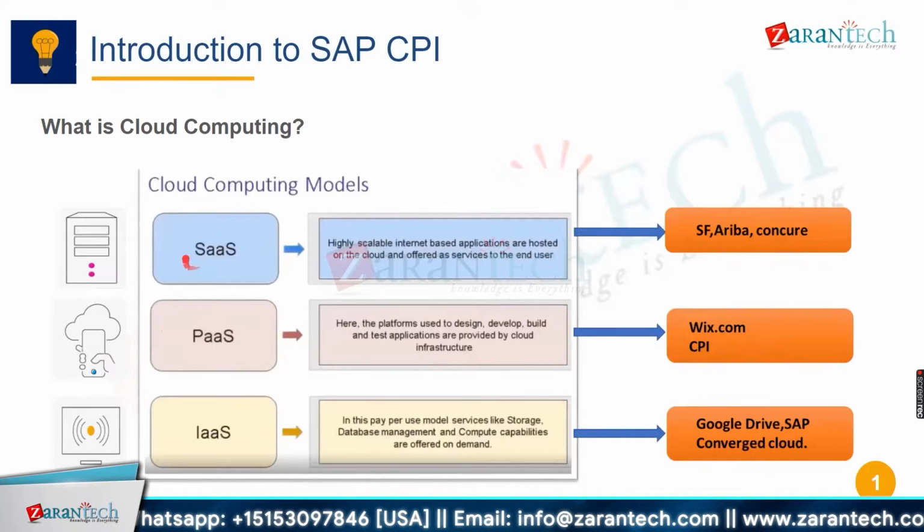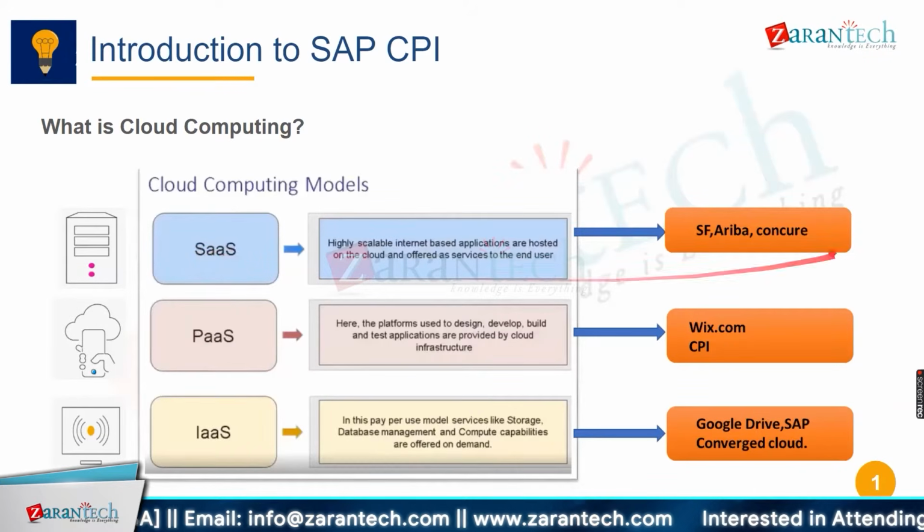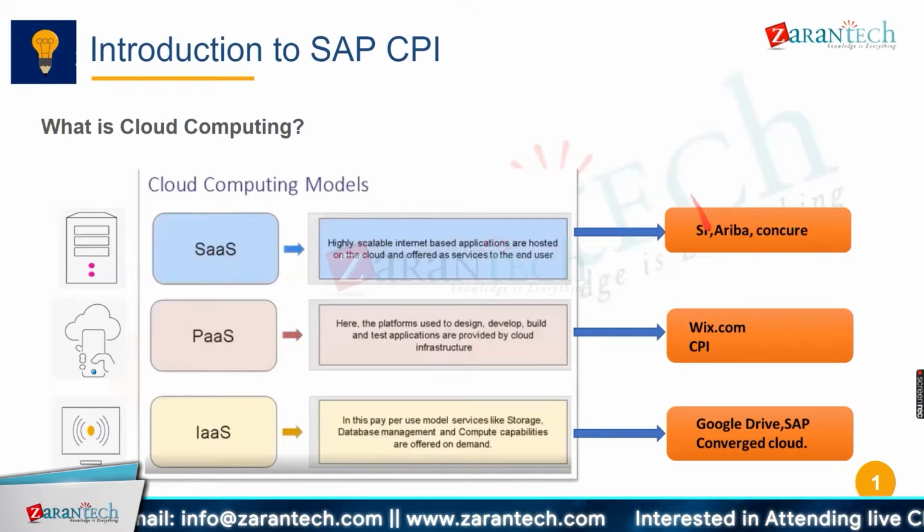Now, what is the main difference between software as a service and platform as a service? In software as a service, you never create anything. You utilize those services which are provided by some third-party vendors. In platform as a service, you have to create, add, test, and deploy. Then it will come under platform as a service.